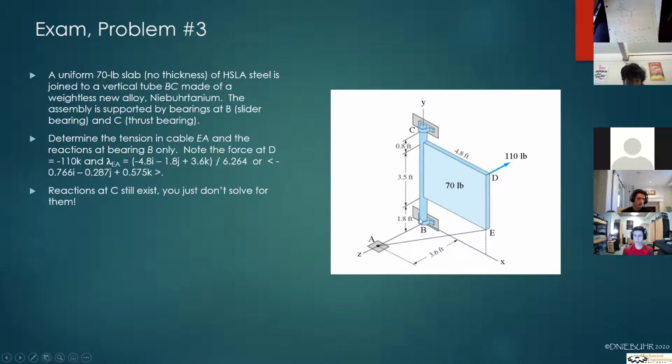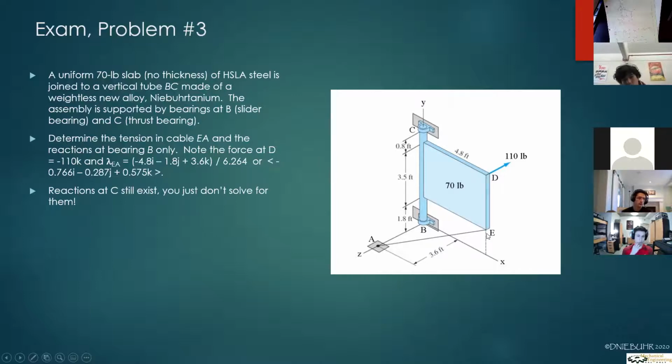What I mean by that is, if you look at this problem, if you sum the moments about the y-axis, you can solve for the tension AE really easily, can't you? Because you know the only force you have is 110. The 70 has no bearing. And all you have to do is take the Z component of this. So basically, tension AE times 0.575 equals 110. And if you divide that, voila, you get the answer.